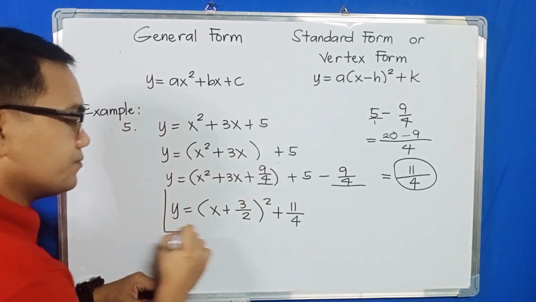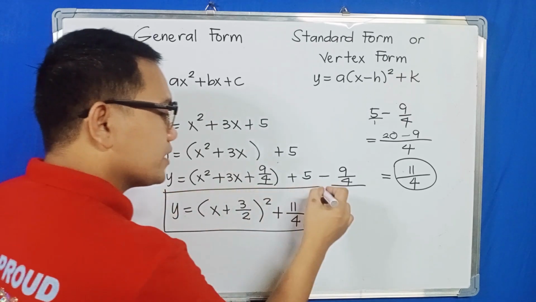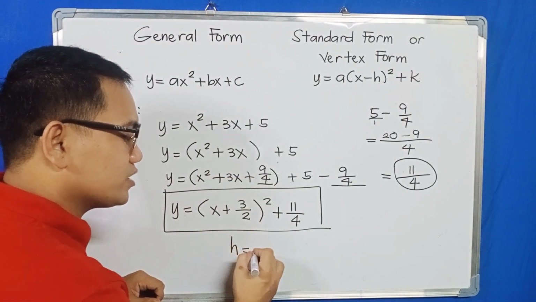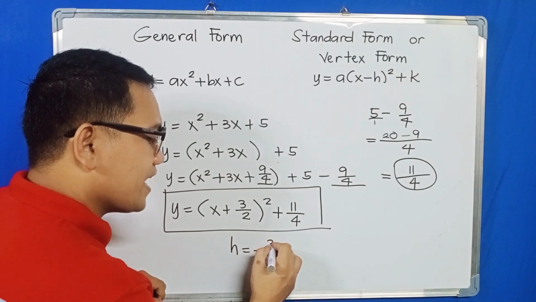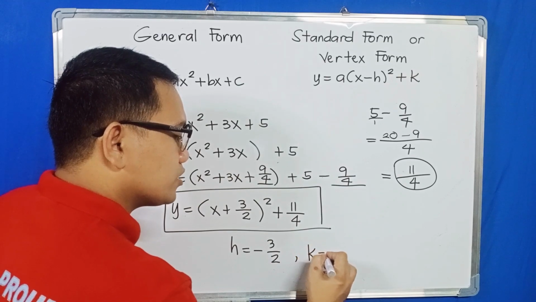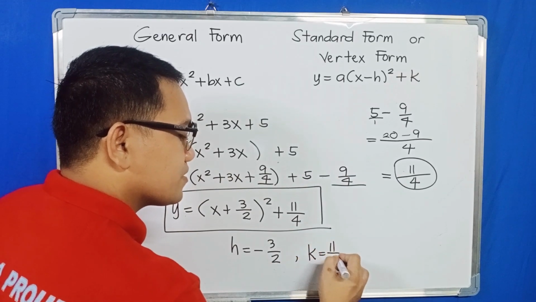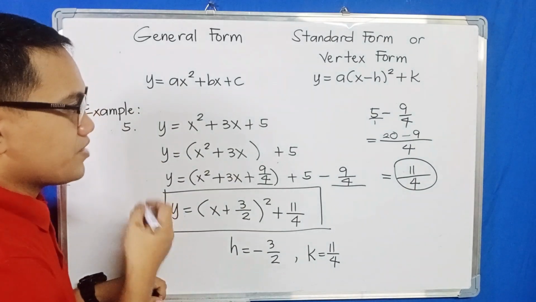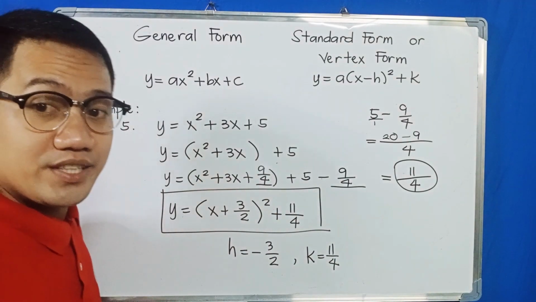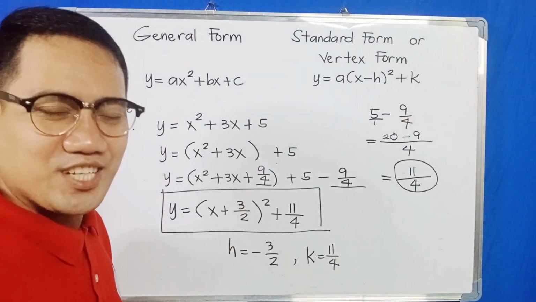So this is now the vertex form of our quadratic function, and our h here is equal to negative 3 halves, and our k is equal to positive 11/4. So this is how to obtain our h and k from the vertex form of our quadratic function.